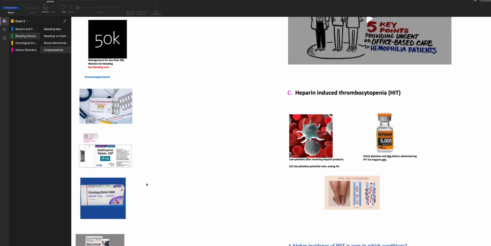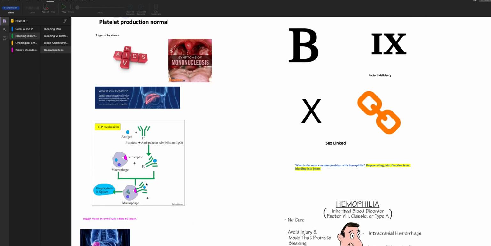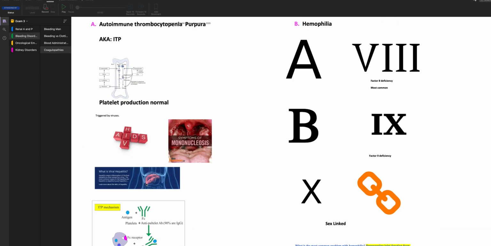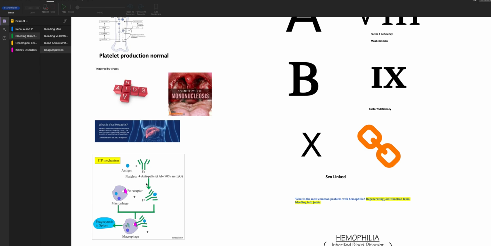And then the other condition you've had in pediatrics is hemophilia. There's two types, essentially. Hemophilia A, which is due to a factor VIII deficiency, is the most common: 80% of the cases are hemophilia A. And then there's Christmas disease, which is also called hemophilia B, and that's factor IX deficiency. It's a sex-linked condition that men usually get.